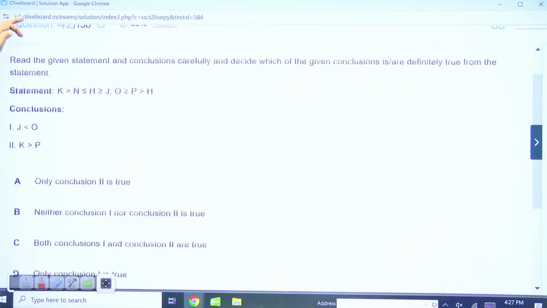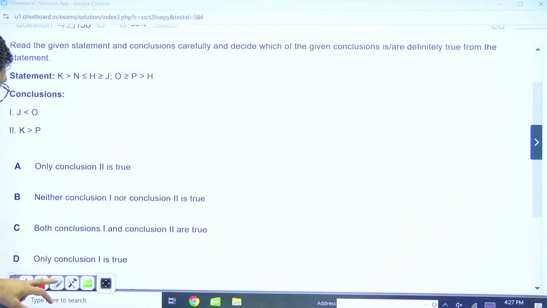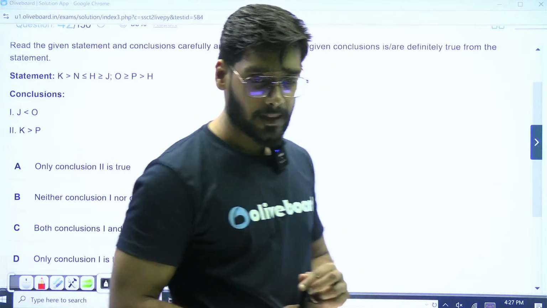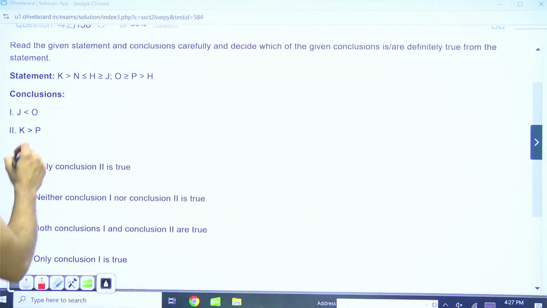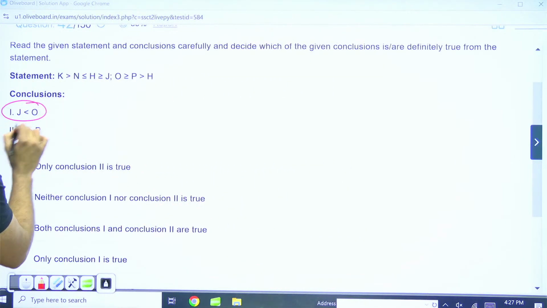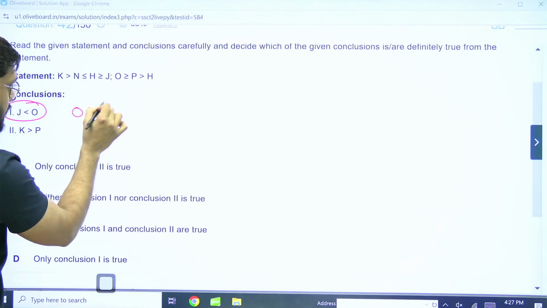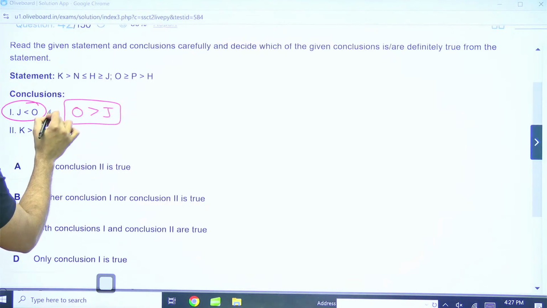12th question, my dear friend, is from the inequality, which is very much important for the tier 2 examination. Let's see the right answer for this one. We need to find the relation between O and J. It is written J less than O. I can understand it like this, O greater J. Both are the same thing.